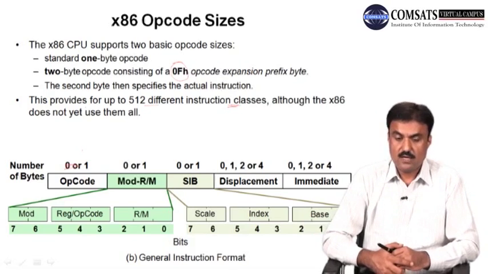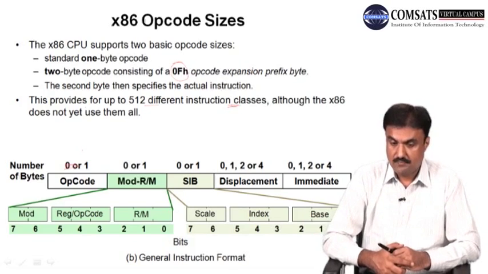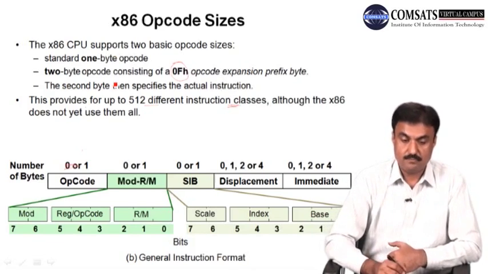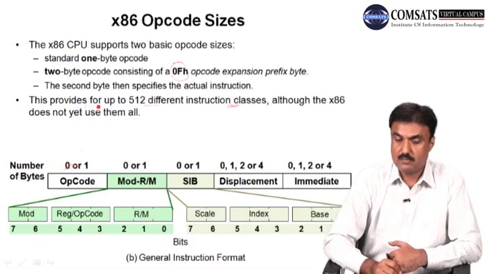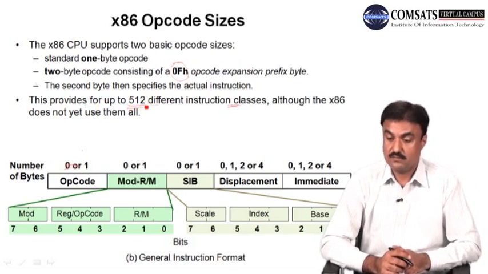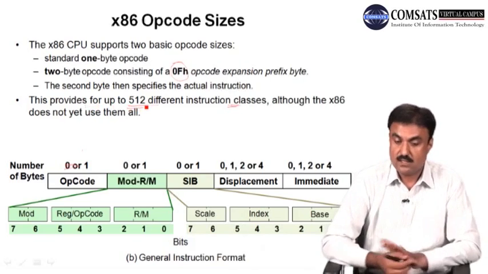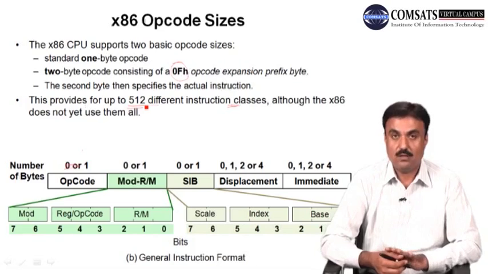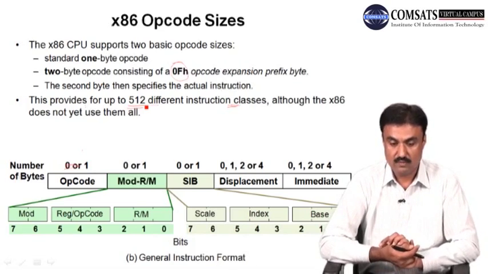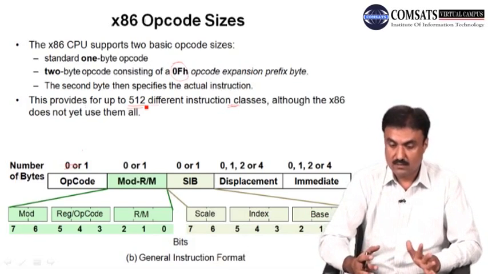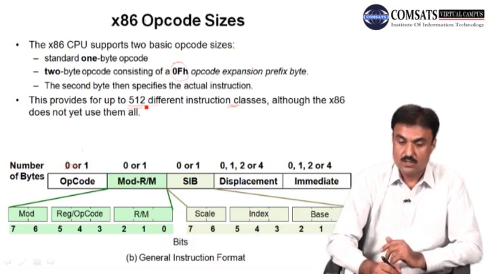So for example, if we are using the 8-bit opcode byte, then this provides up to 512 different instruction classes, for example. Although x86 doesn't yet use them all, still most of them are available. Now there are so many other bytes that we have to discuss here.